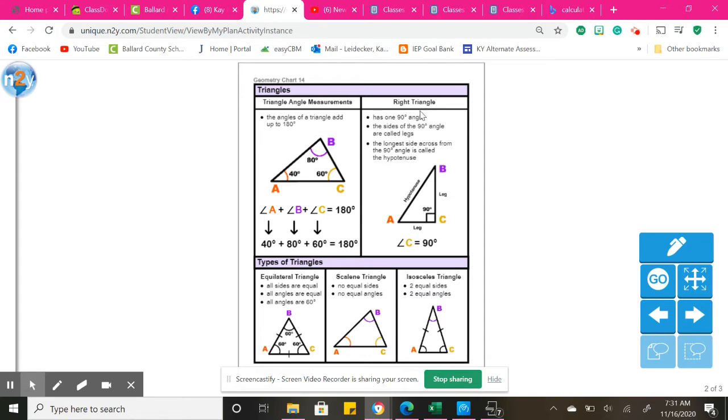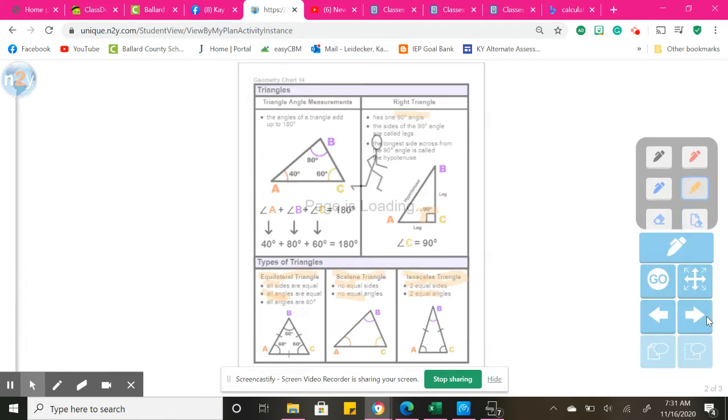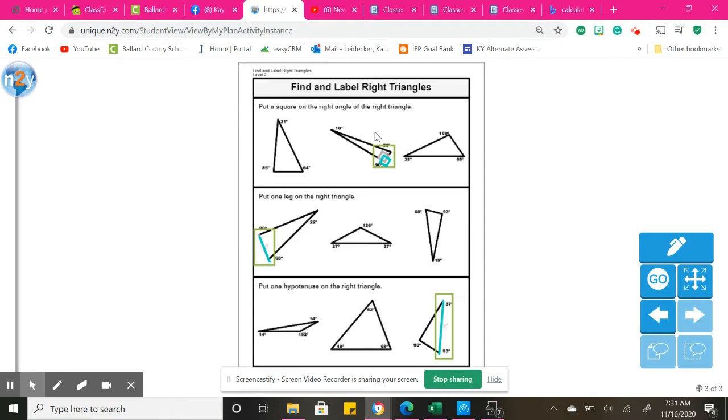Here we have a right triangle, and a right triangle has a 90-degree angle, which is this angle right here. You can make a square in it perfectly. And then you have equilateral triangles, which all sides are equal, all angles are equal, and all angles are 60 degrees. Then you have what's called a scalene triangle, and nothing is equal, not the sides or your angles. Then you have an isosceles triangle, and that means that two of the sides and two of the angles are equal. So like I said, I've done this one.